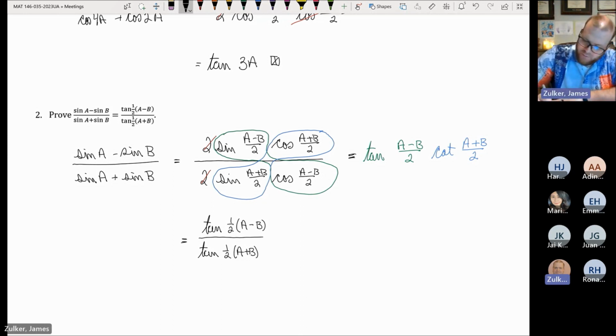Right, and if you wanted to avoid confusion, you can put parentheses around that, right, to show that we're taking tangent of the whole thing.